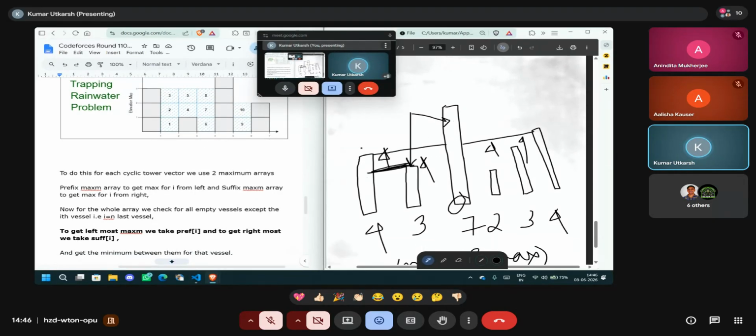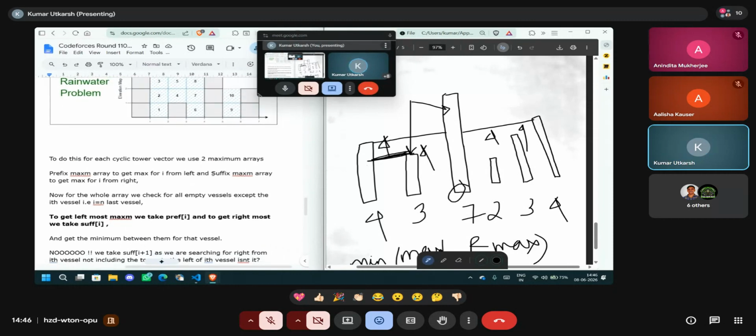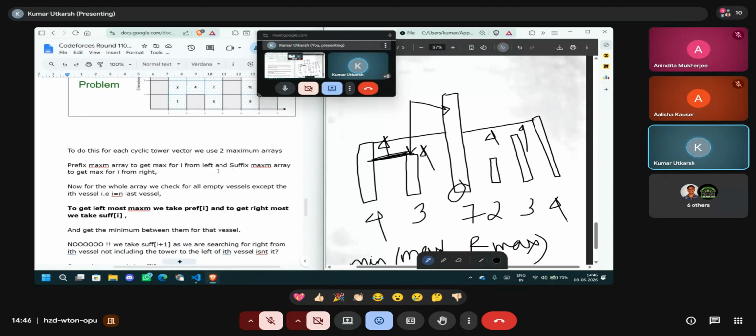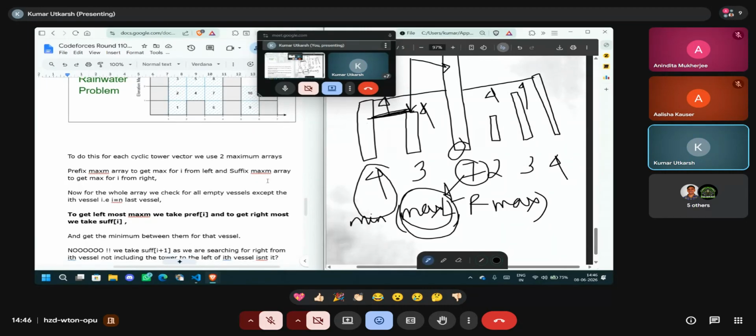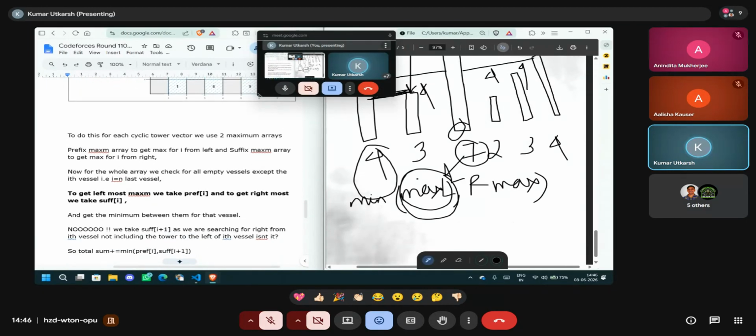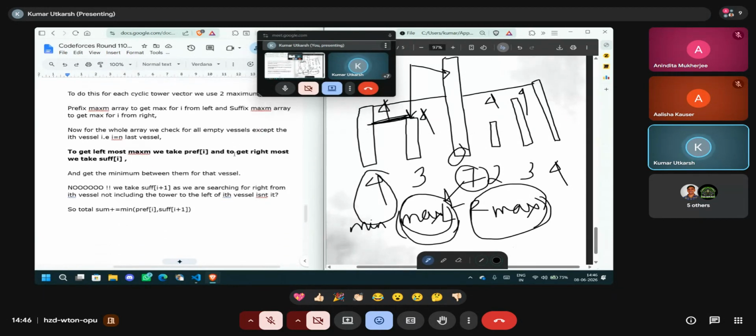We can use two maximum arrays. One maximum array will be a maximum prefix array, so that we can get the left maximum. For the ith one, the left maximum will always be the prefix max. If there exists a maximum to its left, then it always has a value greater than this, right? I think you understood the logic behind left maximum. Prefix max gives the left maximum, and for the right maximum we are using a suffix max.